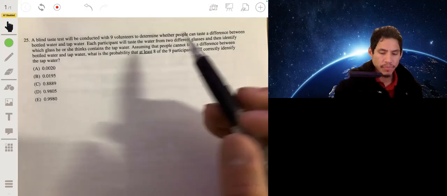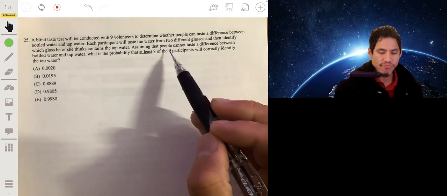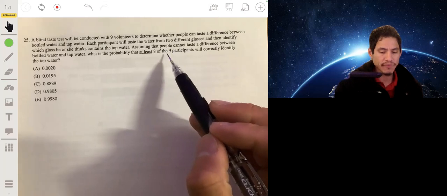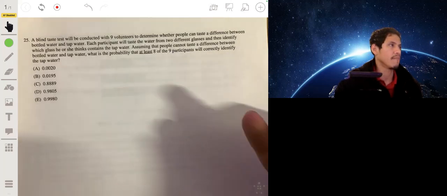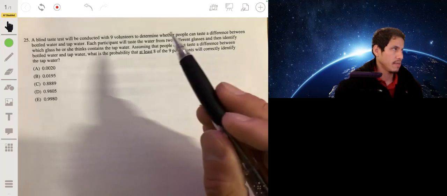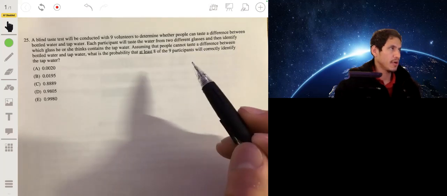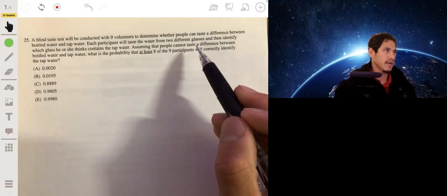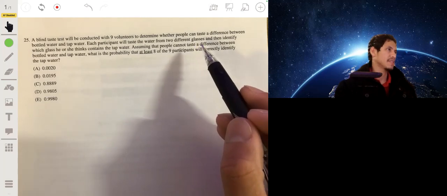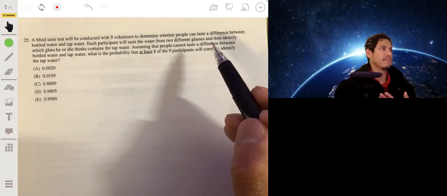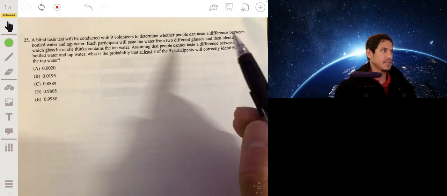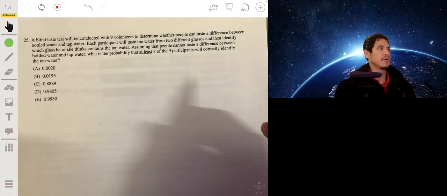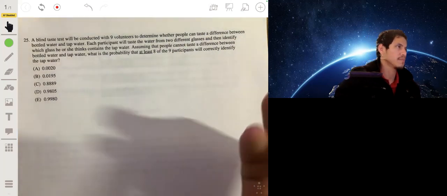Okay, so probability that at least 8 of them correctly identify it out of 9 of them. So if we're gonna assume that it's just luck, they basically have a 50-50 chance of guessing correctly. So this is an example of a binomial random variable.